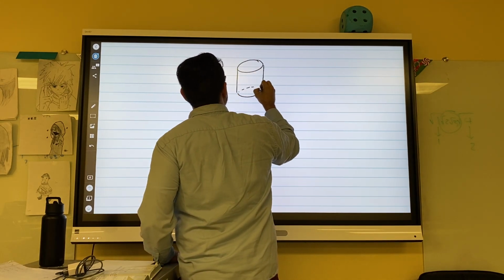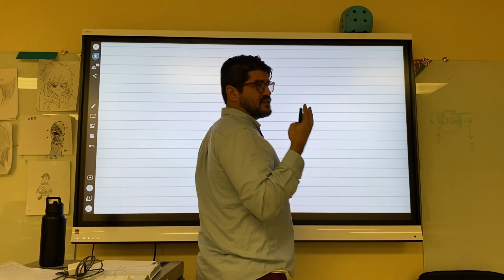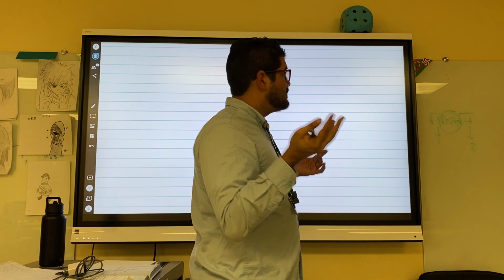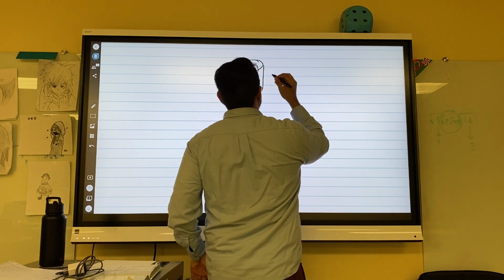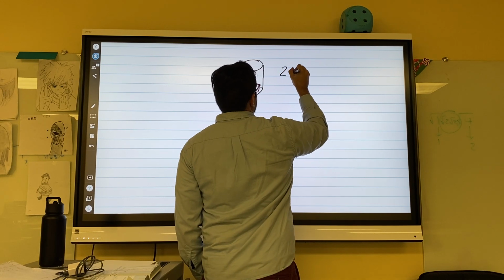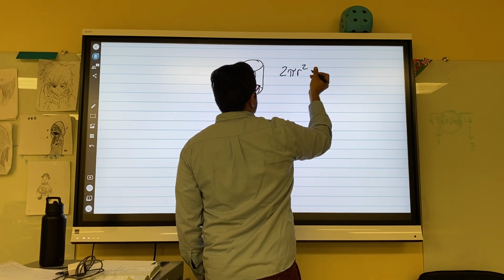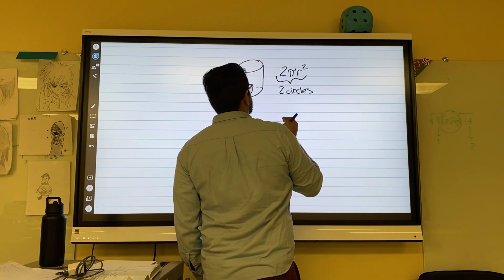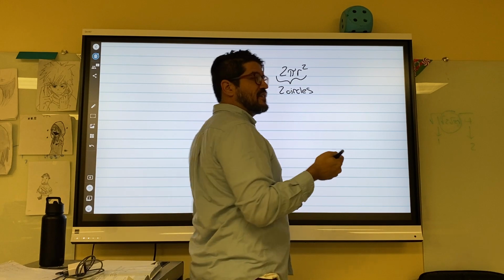The volume of the cylinder is very easy. It's just the area of the base times the height, so pi r squared times height. Very easy. The surface area isn't. First, the surface of 2 circles, so 2 pi r squared, which means 2 circles. That's easy. It's this center spot that throws people.